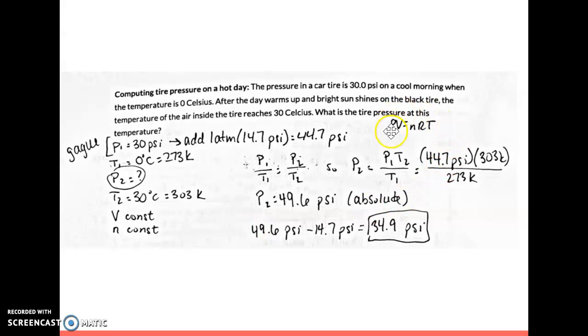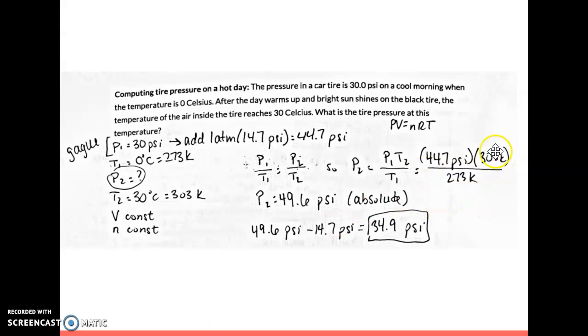So looking at my ideal gas law, again, in this situation, n, R, and V are constant. So rearranging this, I end up with P1 over T1 is equal to P2 over T2. So since I'm solving for P2, I just need to cross multiply by temperature 2, and I end up with this expression here.